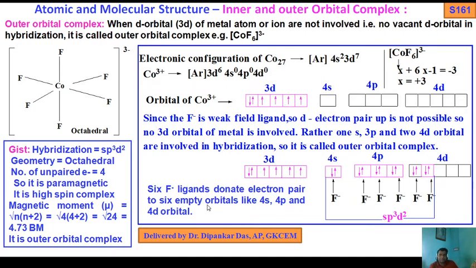So now look here, a gist. Hybridization is sp3d2, no problem. Geometry is octahedral, already discussed. Number of unpaired electrons is 4: 1, 2, 3, 4. This remains the same here. So it is a high spin complex because it gives a larger number of unpaired electrons. Magnetic moment μ equals root of n(n+2), where n is 4, so root 4 into 4 plus 2, that is root 24. So it equals 4.73 Bohr magneton, and it is an outer orbital complex.